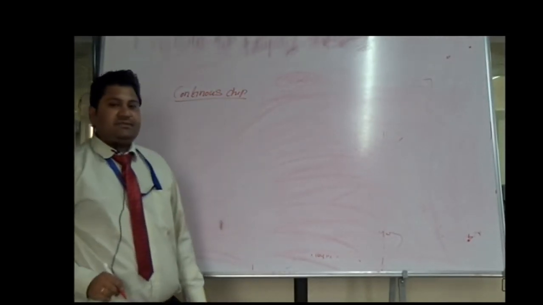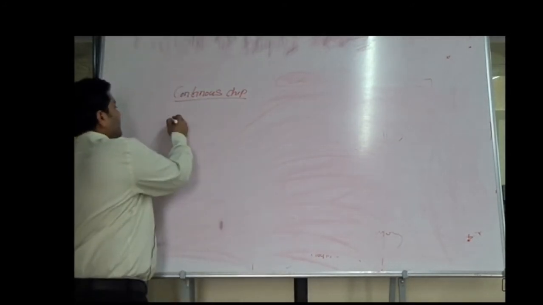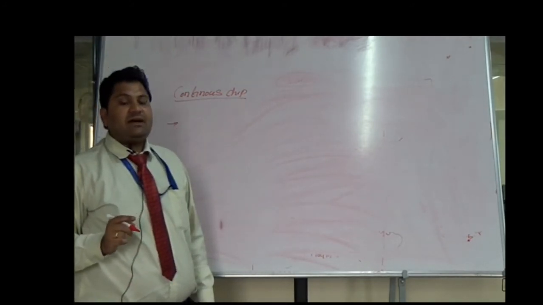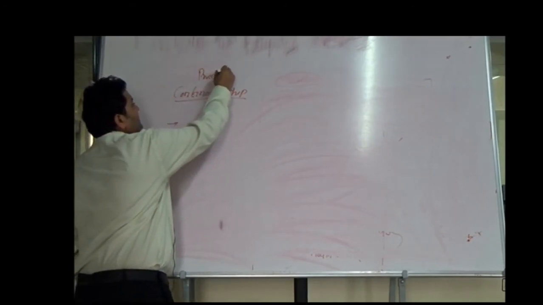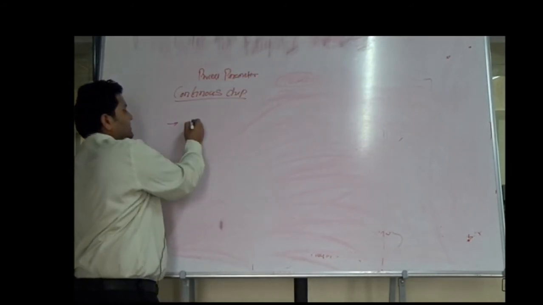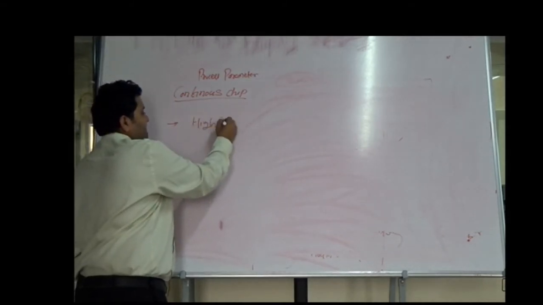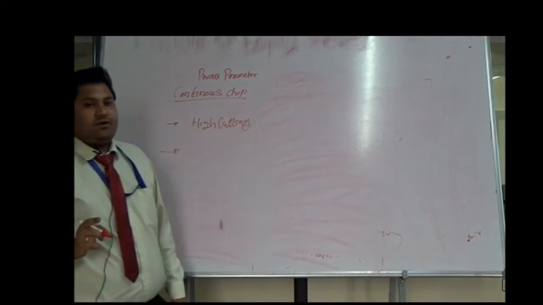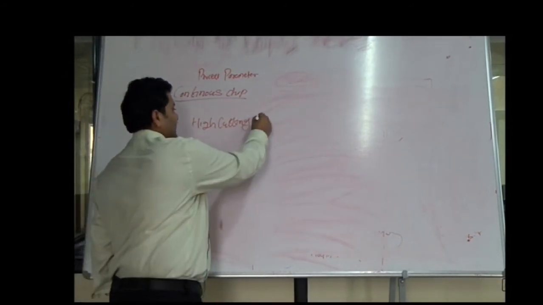See the continuous chips. What will happen in the continuous chips? For the continuous chips, if you want to get them during machining, you require a high cutting speed, denoted by VC.